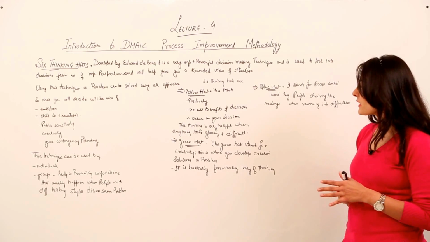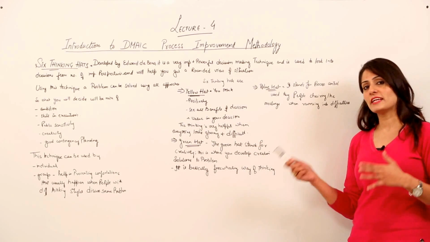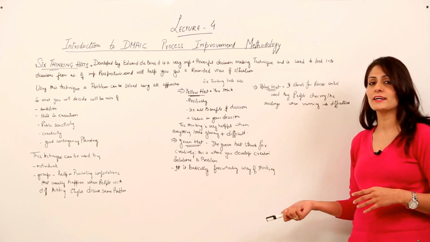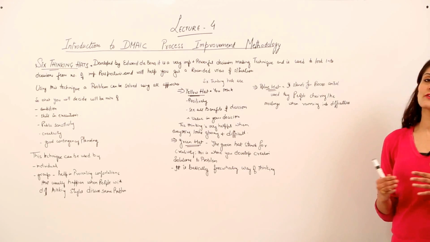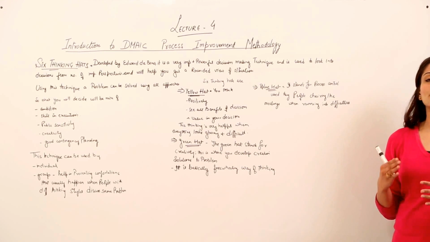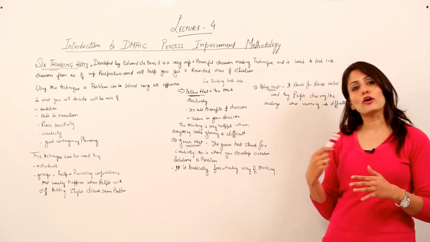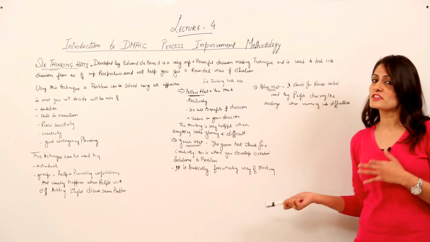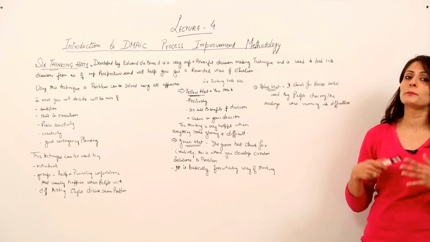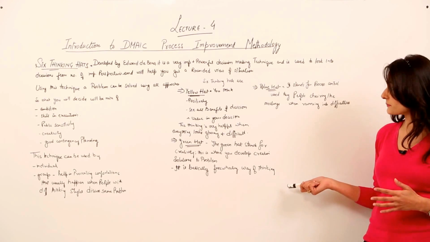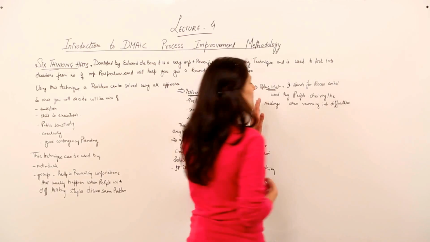Then comes our fifth thinking hat, that is the green hat. The green hat stands for creativity. It is a kind of freewheeling way of thinking. So when the team is short of new ideas, they wear this thinking hat where they try to develop new and creative ideas. Then comes the blue hat.